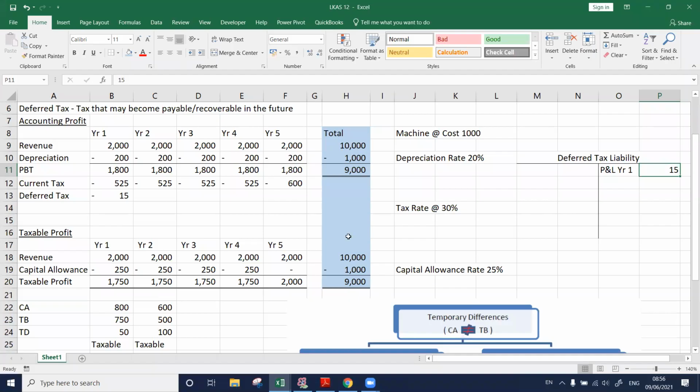What is the requirement? We need to make it as 30. Why? Temporary difference into tax rate is 30. So we need to make this as 30 at the end of year 2 to make the balance as 30 in our deferred tax liability. What is the entry we need to pass?